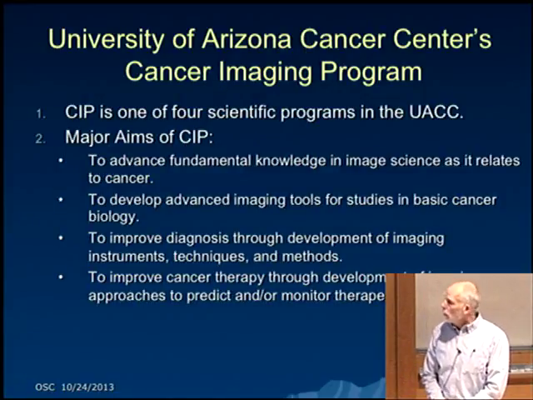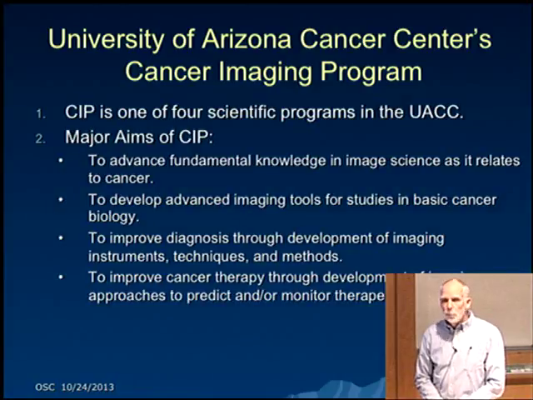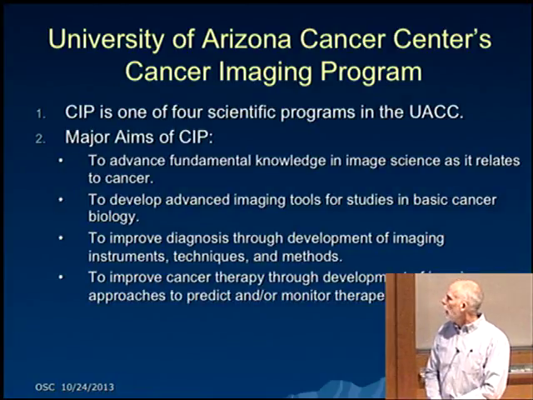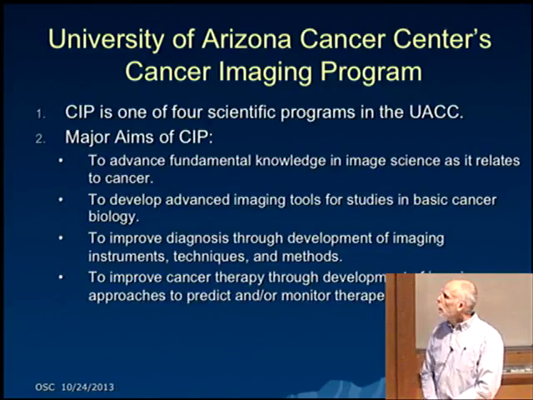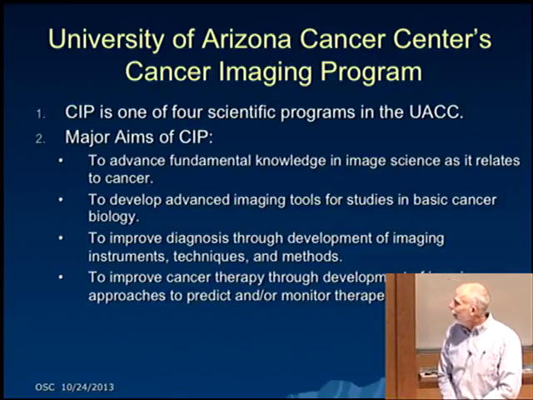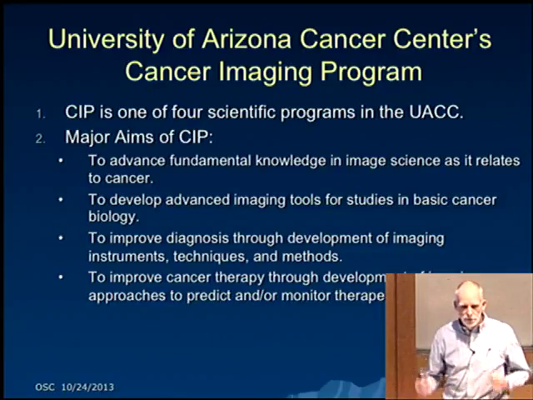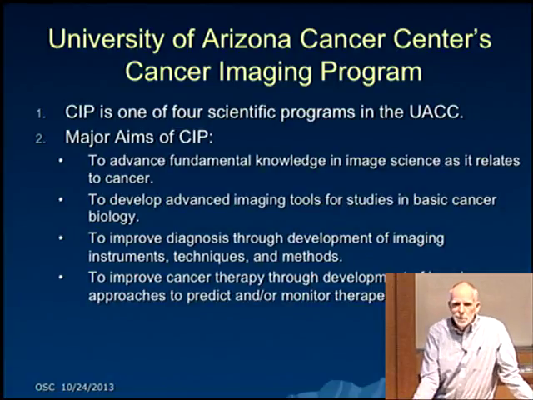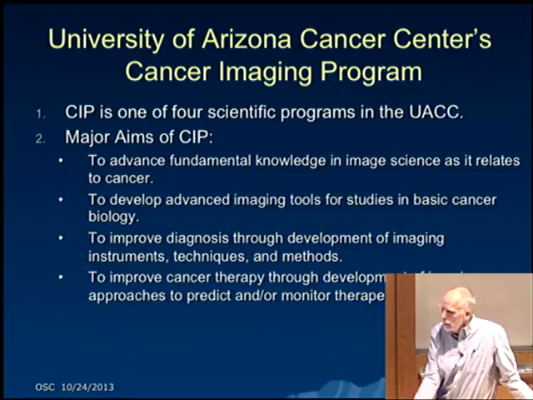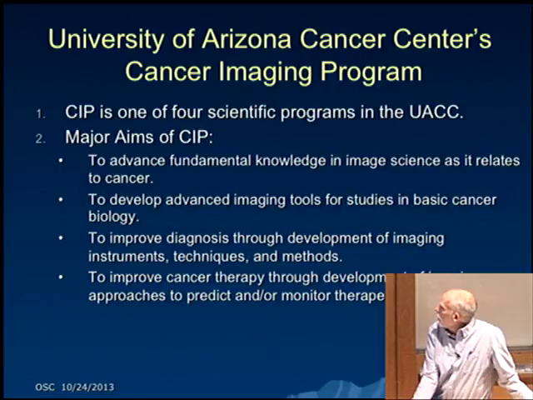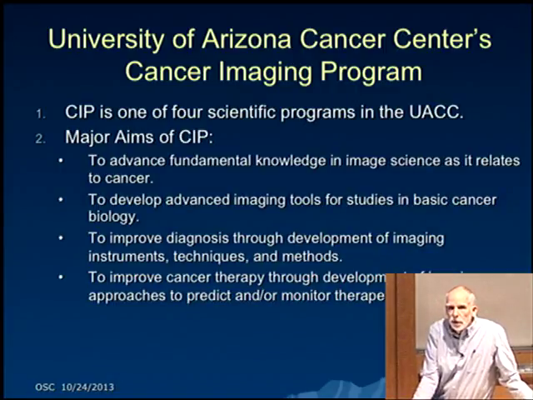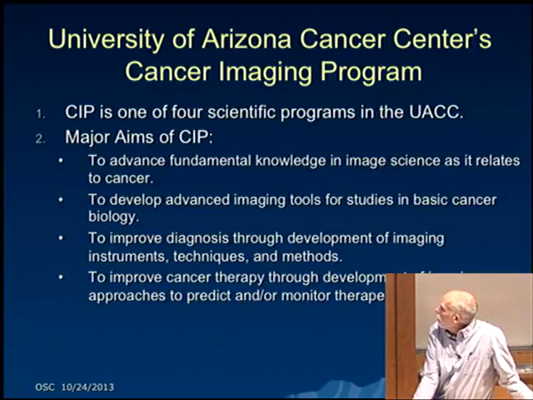So what is the Cancer Imaging Program? Well, the University of Arizona Cancer Center is a comprehensive cancer center, one of about 30 in the country. It has 4 main scientific programs: cancer prevention and control, cancer therapeutics development, cancer biology, and the Cancer Imaging Program. The major aims of the Cancer Imaging Program are to try to advance fundamental knowledge in image science. And this department knows very well what that means. Many people don't quite understand the concept of image science, but Harry Barrett and others have really pushed that forward in a very solid way within this college, and trying to bring that kind of approach to cancer. So that's one of our main goals.